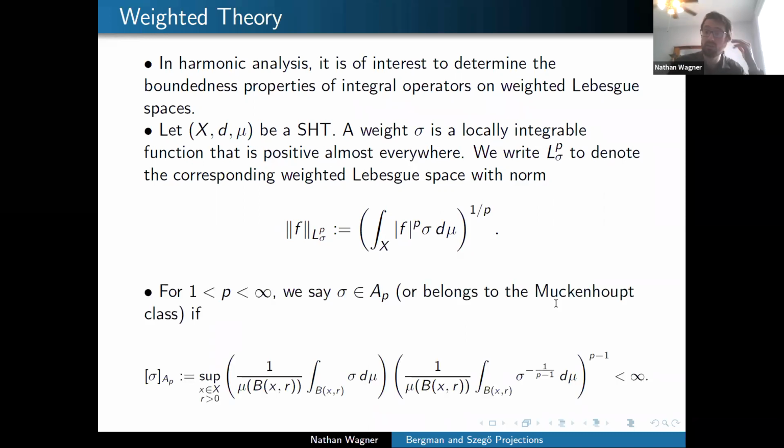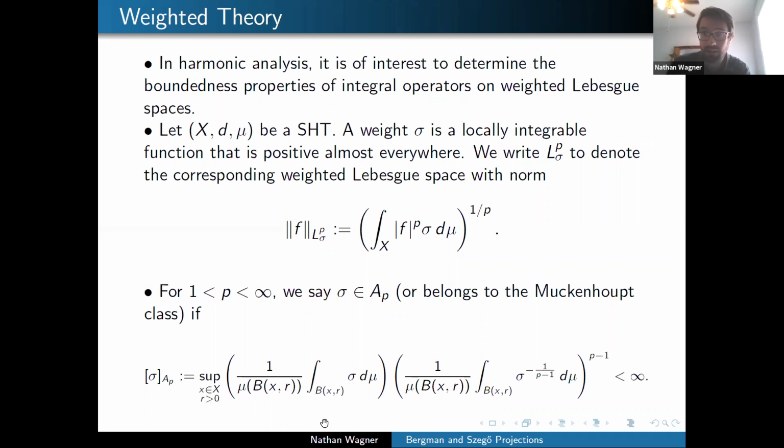Okay, so the next definition is a really, really important class of weights in harmonic analysis. So if p is between 1 and infinity, we say that sigma is an A_p weight, or belongs to what's called the Muckenhoupt class, if this following quantity is finite, and this is called the A_p characteristic of the weight. And so we take this supremum, and basically we're taking the supremum over all balls, so over all x and r greater than 0.